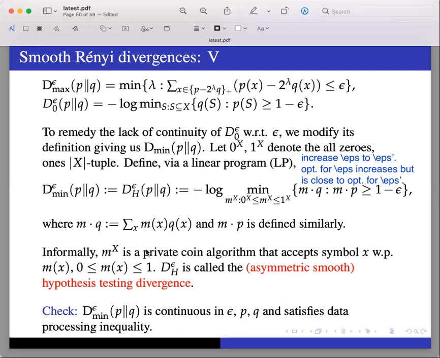Any question? So this is a new quantity, and we should understand this properly because this will be one of the two fundamental quantities that we deal with in the course. So the way to remember it, this is in fact the perfect characterization of asymmetric hypothesis testing. One shot. D epsilon H.